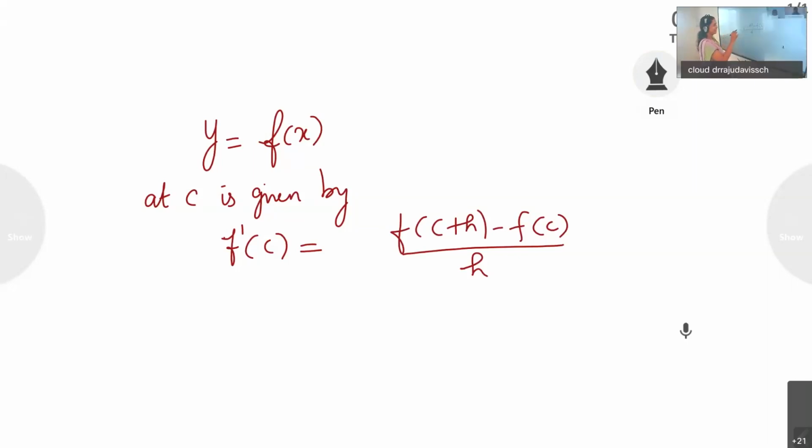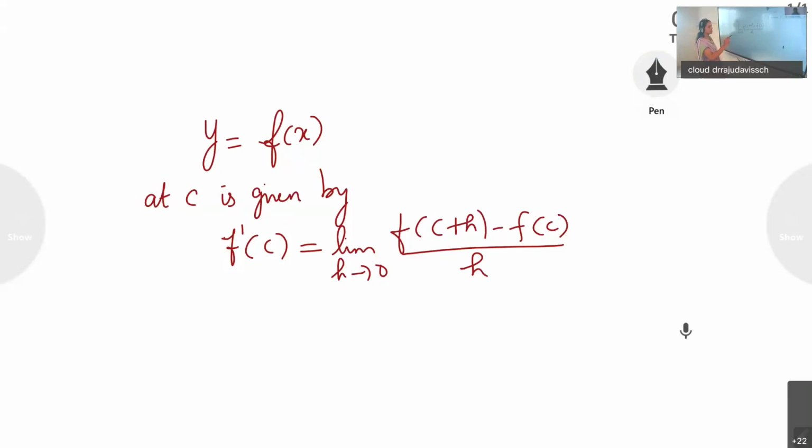Limit h tends to 0. Okay, we have to write limit h tends to 0 of f of c plus h minus f of c by h. If this limit exists, we say the derivative of the function exists at the point c.